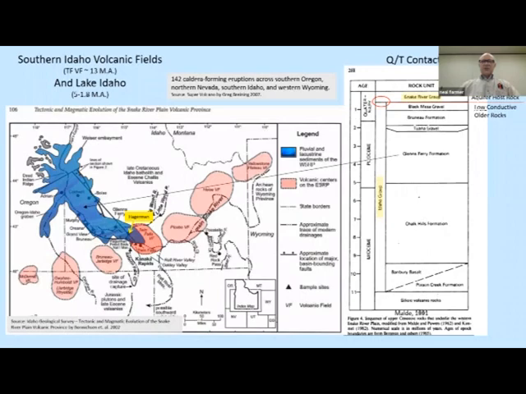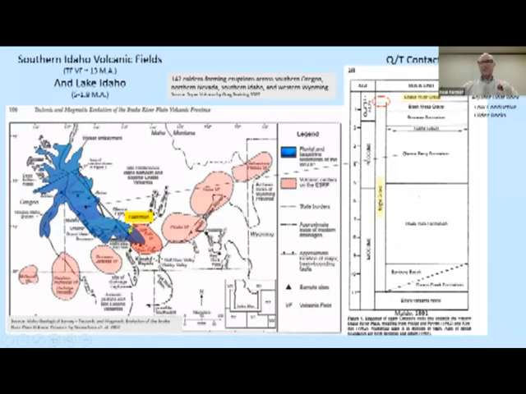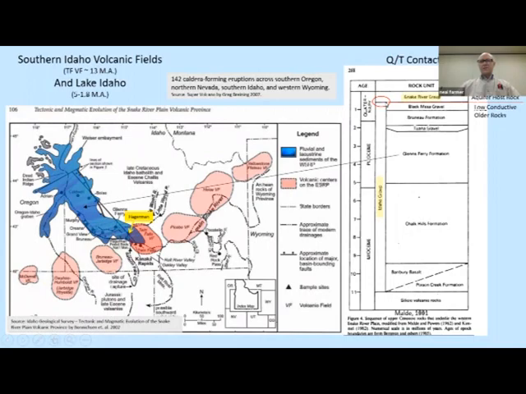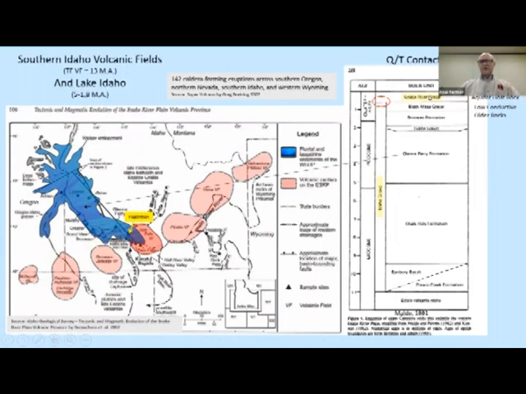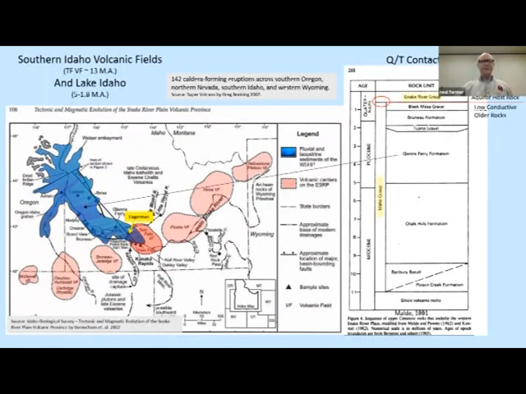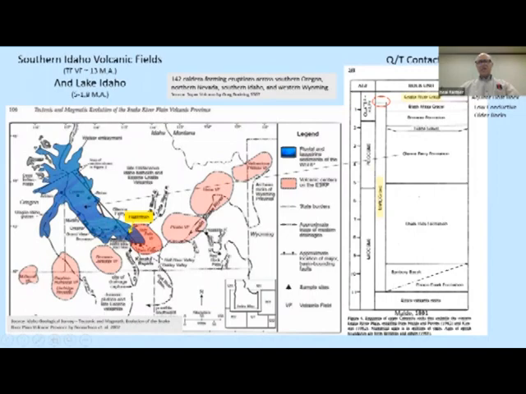So really what we're looking at is the contact between the younger Snake River Group and older Idaho Group rock formations, but it's generally the Quaternary-Tertiary boundary in this area. The younger rocks, the Snake River Group, are highly conductive and host the aquifer of the Snake Plain. The older Tertiary group rocks are typically lower permeability and create an impermeable boundary.